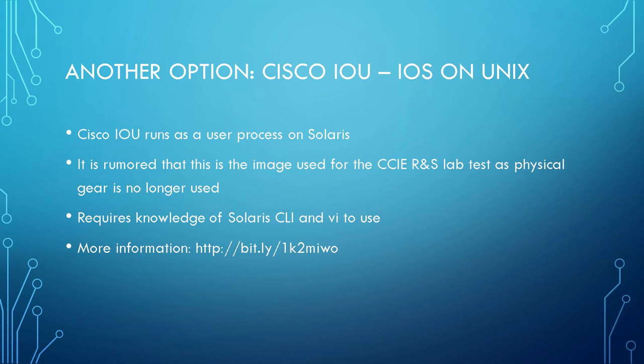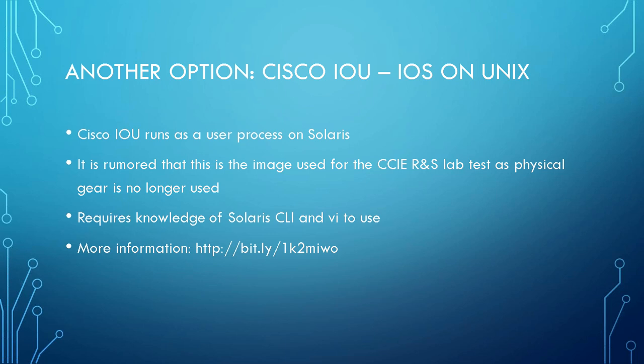It's rumored that these are the images that they use for the CCIE Route and Switch lab, because there's no longer a rack of physical gear. It's all virtual. You just sit down at a console, and they have kind of a similar interface to GNS3, but I've been told by a few folks that they're actually running iOS on Unix. That may or may not be true, but it's pretty similar.